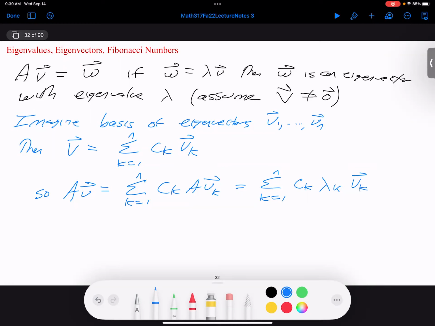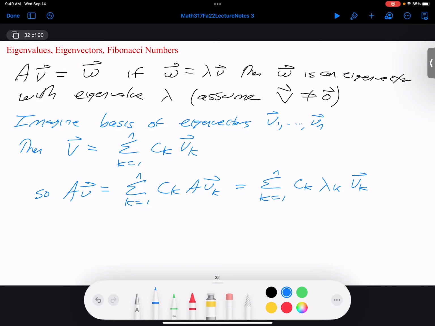This is the power of eigenvalues and eigenvectors. I can calculate high powers of a matrix very quickly if I have a basis of eigenvectors. Now, I have to, of course, be able to decompose V as a sum of these basis elements. It turns out that that's not that bad to do. It's particularly nice if the vectors have a certain property.